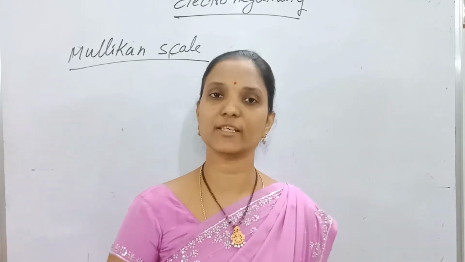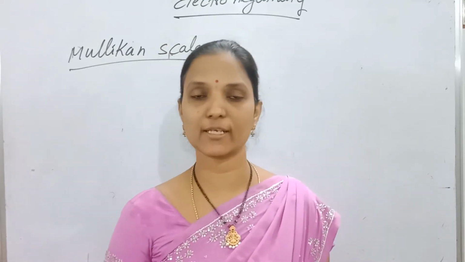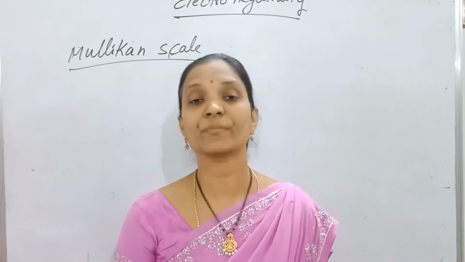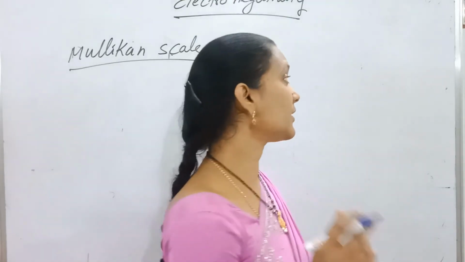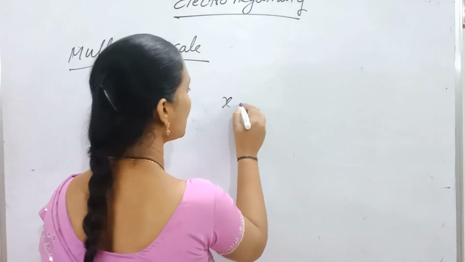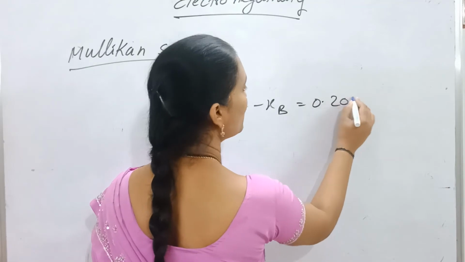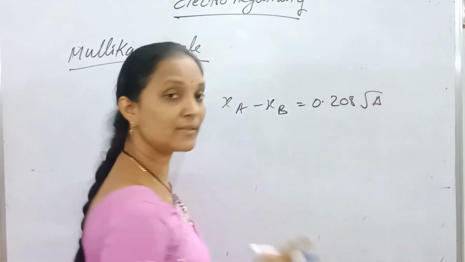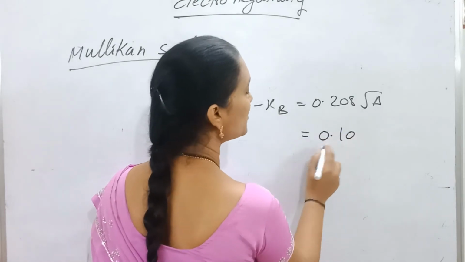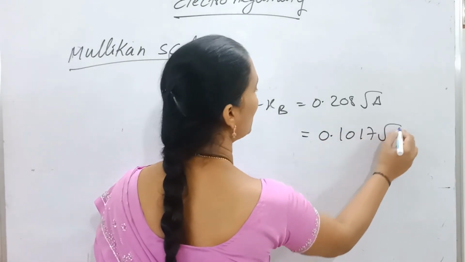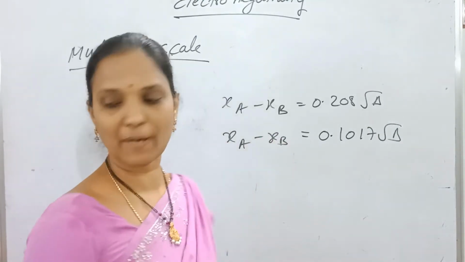And how to find the theoretical AB bond energy? AB bond energy is equal to AA bond energy plus BB bond energy by 2, or root of AA bond energy into BB bond energy. And if kilocalories given, what is the formula? XA minus XB is equal to chi A minus chi B is equal to 0.208 root delta, delta given in kilocalorie per mole. If delta is given in kilojoule per mole, 0.1017 root delta. This formula we have to use. This is in Pauling scale.